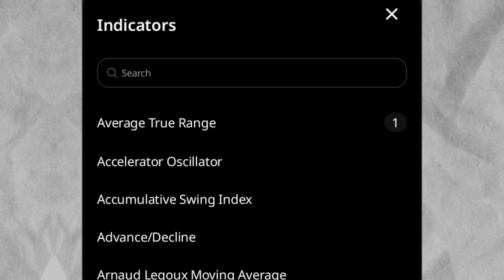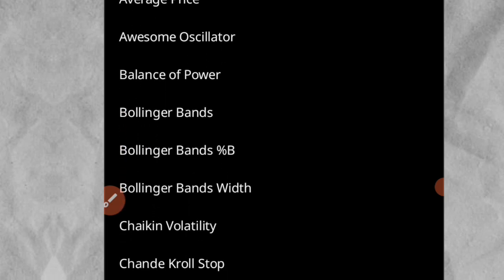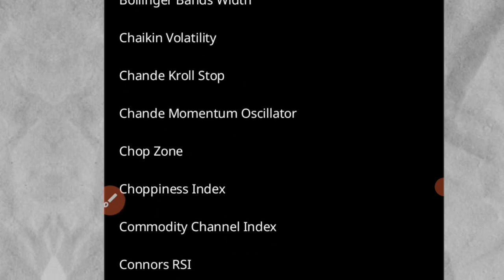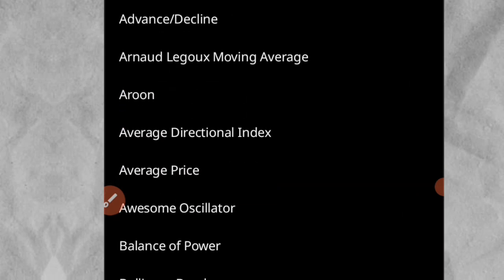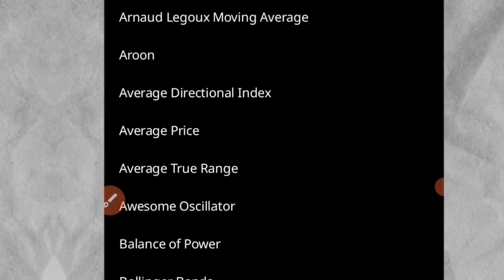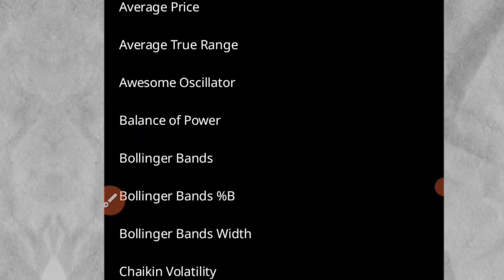These are indicators. We have average directional indicators, Bollinger Bands, awesome oscillators, and more oscillators. Now, for example, if we want to use one, let me clear the one that I had already set. Let's take an example of Bollinger Bands.